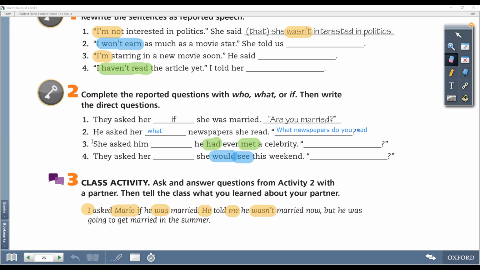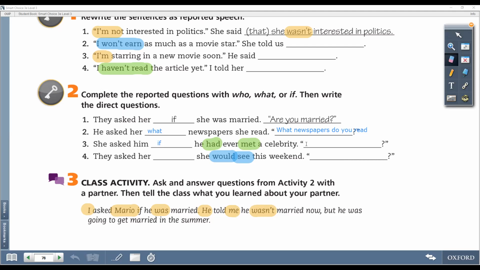Okay. Next one. As you can see here, all the sentences are about questions. That's why the reporting verb is asked. Okay. So here, the next one. She asked him, okay, all right. So she asked him if he had ever met a celebrity.